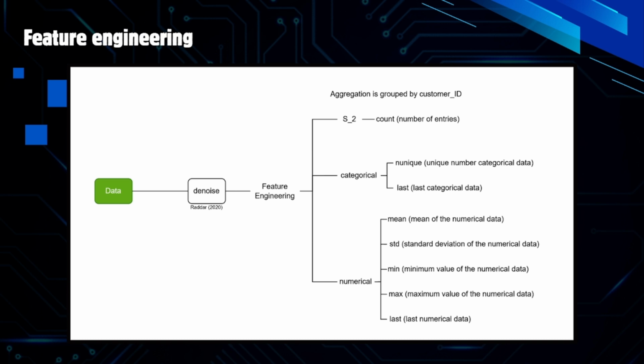For S2, the datetime variable, we took the count, representing the number of transactions. For categorical data, we aggregated the number of distinct values and the last recorded value. For numerical data, we computed statistical summaries such as mean, standard deviation, minimum, maximum, and the last recorded value.